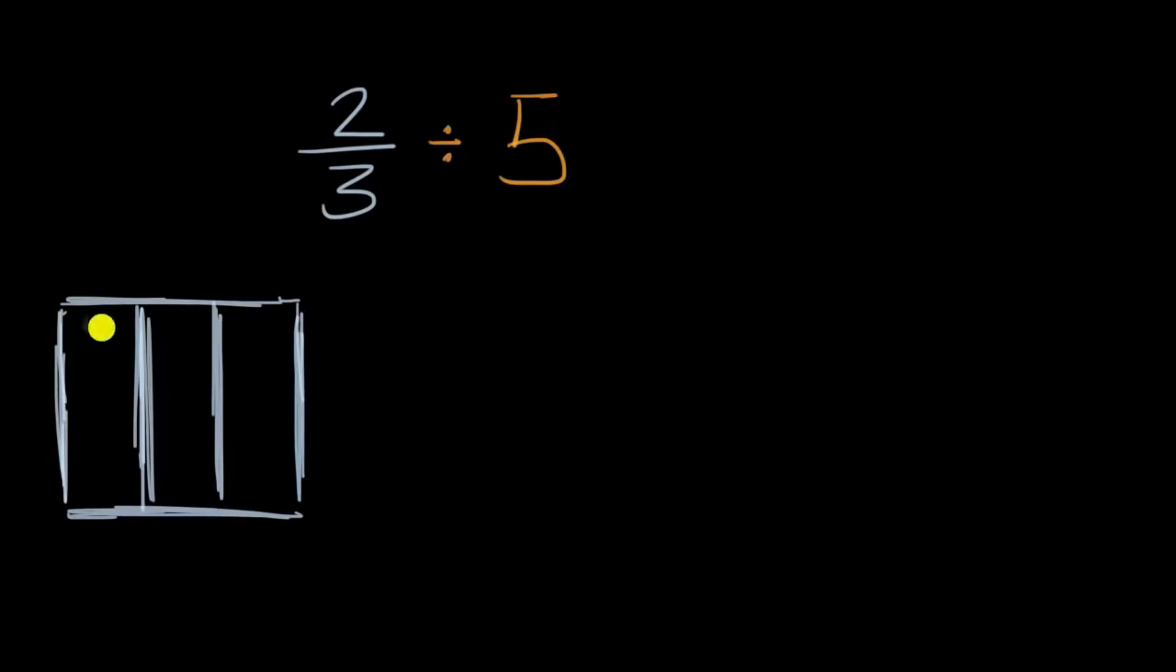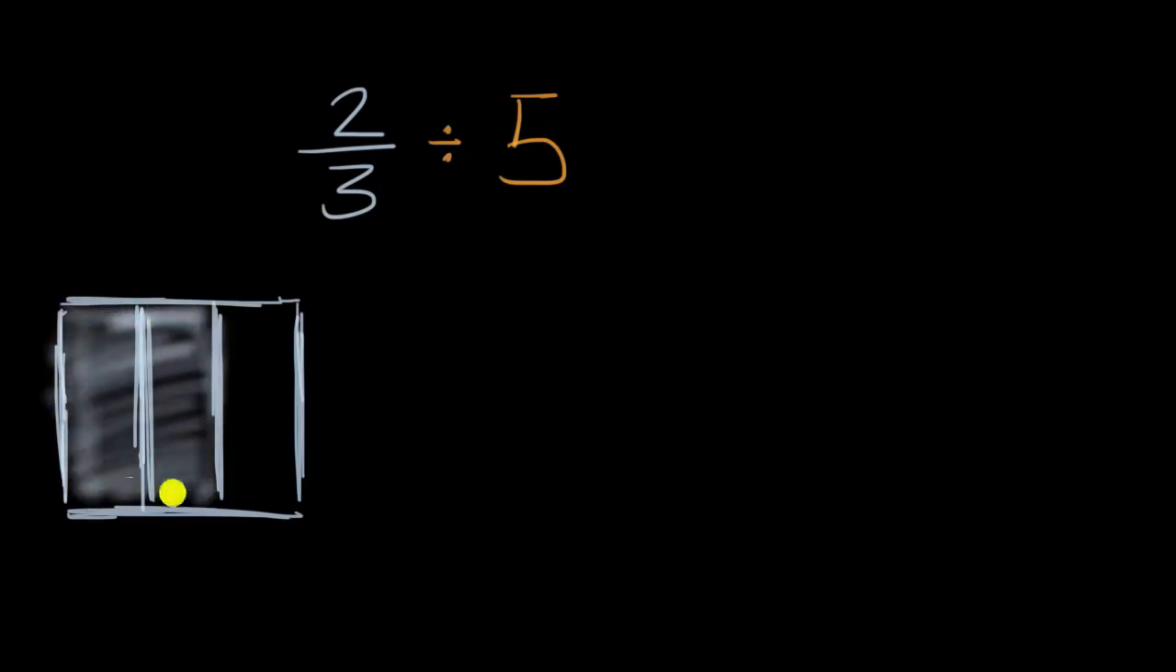So we are really representing all of this stuff right over here. That is 2 of my thirds. Now I want to divide those 2/3 by 5. Well, the way I could do this is I could divide it into 5 equal sections. But if I'm doing it, I might as well just divide everything, all the thirds, into 5 equal sections. So let me do that.